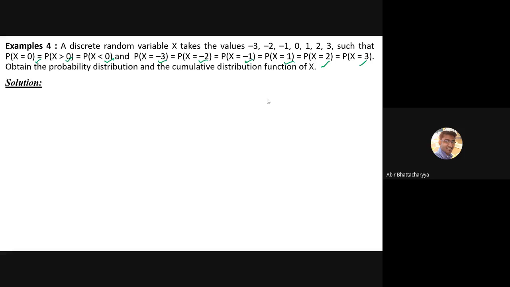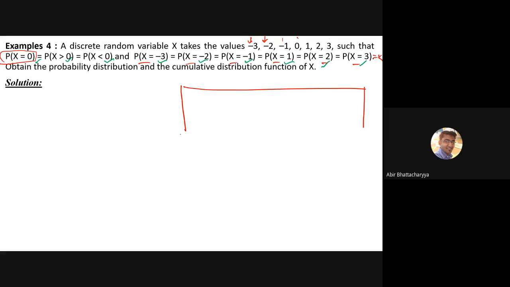So first thing, we will use those things, and look at this. What can we do here? How many values are there in the random variable statement? 7 values: 1, 2, 3, 4, 5, 6, 7. And how many values are given here? 1, 2, 3, 4, 5, 6. Only 0 is not there, so 0 is the missing one. So what we can do, we can assume this equals k.